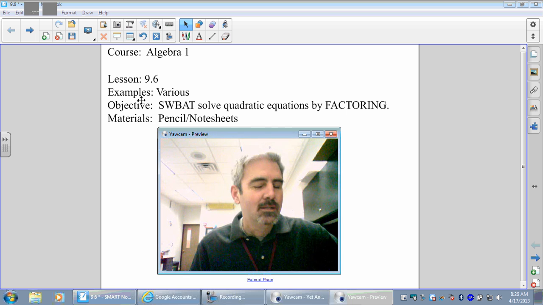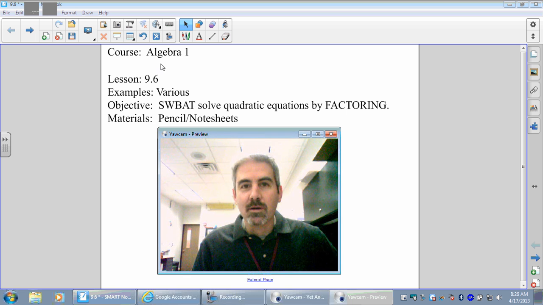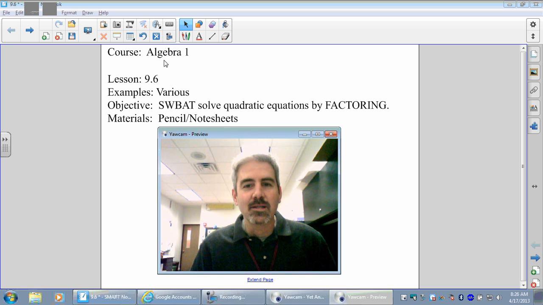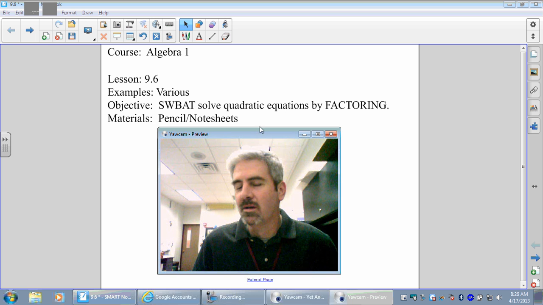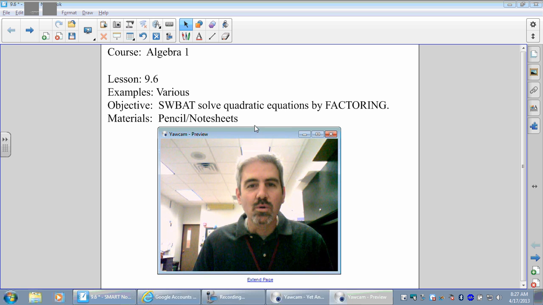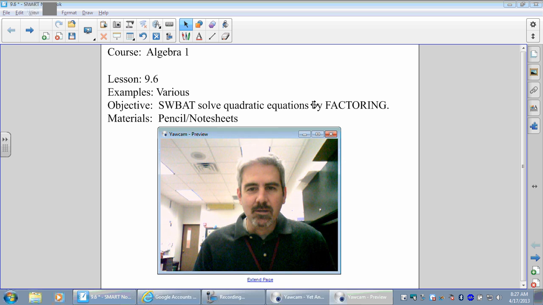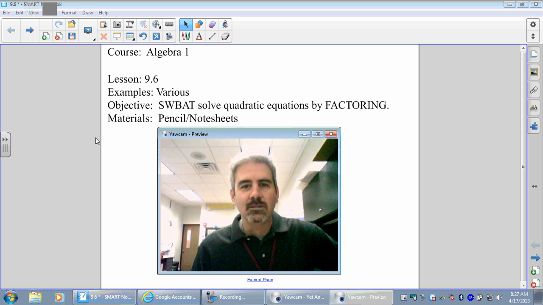Okay, we're going to be learning in this part of the chapter, in this unit of study, 4 different ways to solve quadratic equations, 2 of which we'll talk about today. So while you're writing down the objective here on the bottom of the screen: student will be able to solve quadratic equations by factoring.